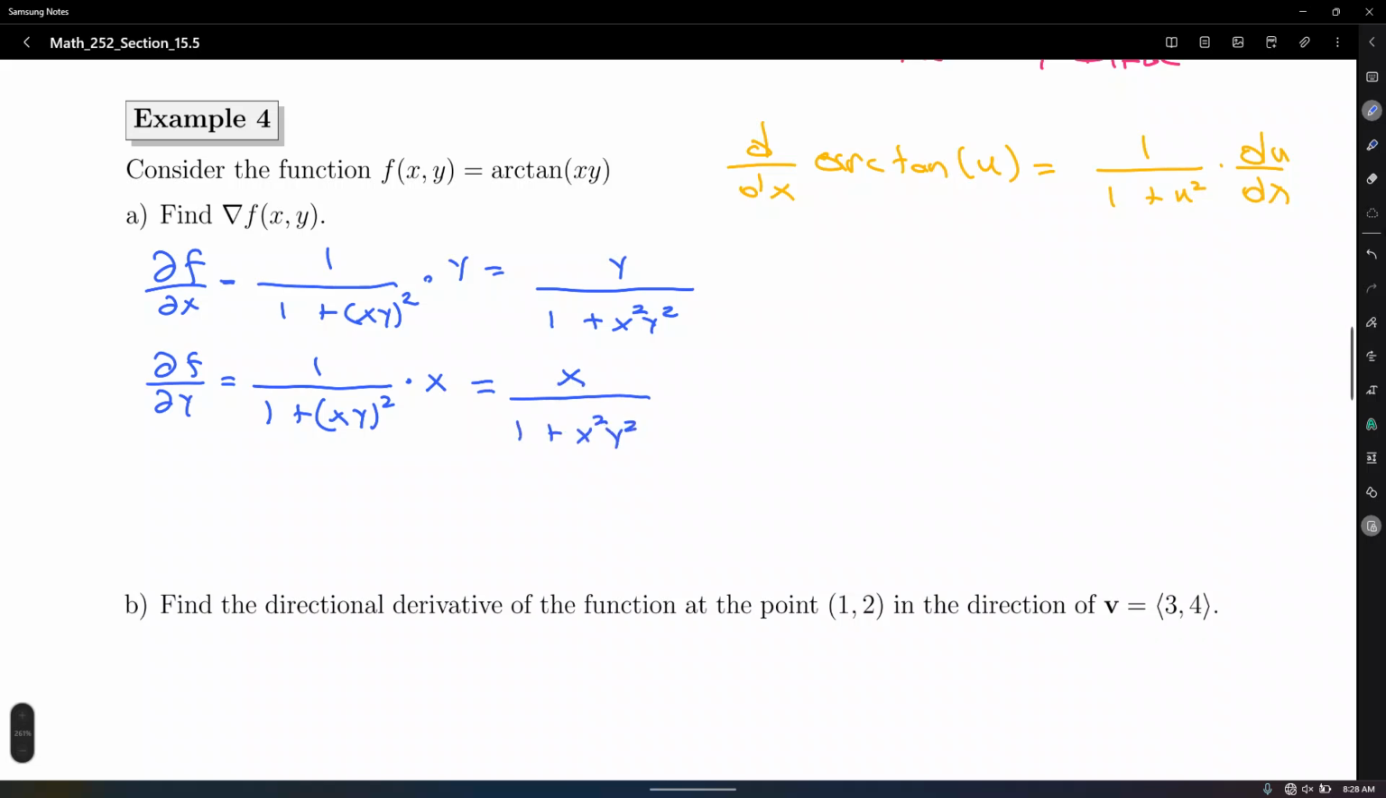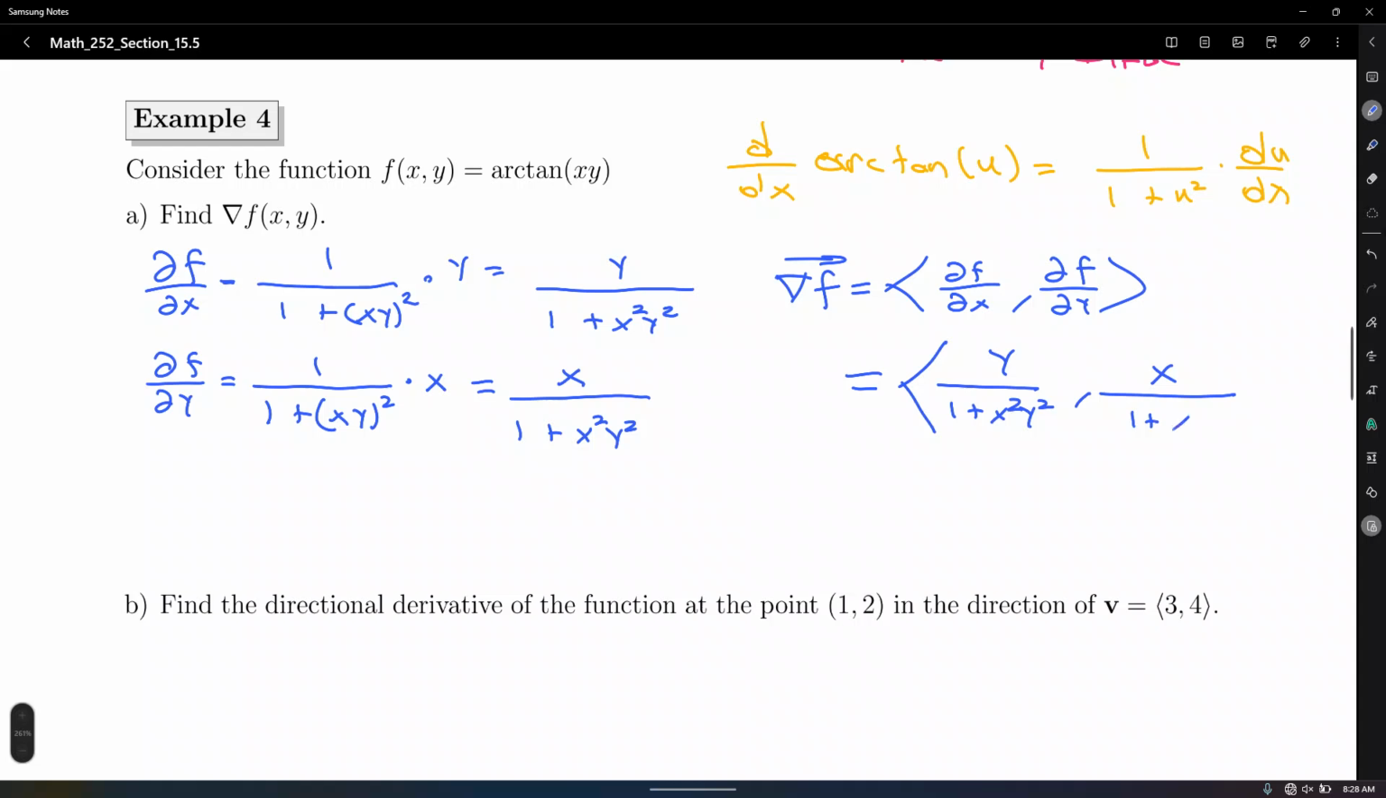So those are going to be the components of the gradient here. So let's write the gradient in component form. I mean, of course, you can use the linear combinations of i's and j's if you want, but I think it's better to go about the component form. That is partial of f with respect to x, partial of f with respect to y. So that is simply, just write down the results we got from before. y over 1 plus x squared y squared, comma, x over 1 plus x squared y squared, right?